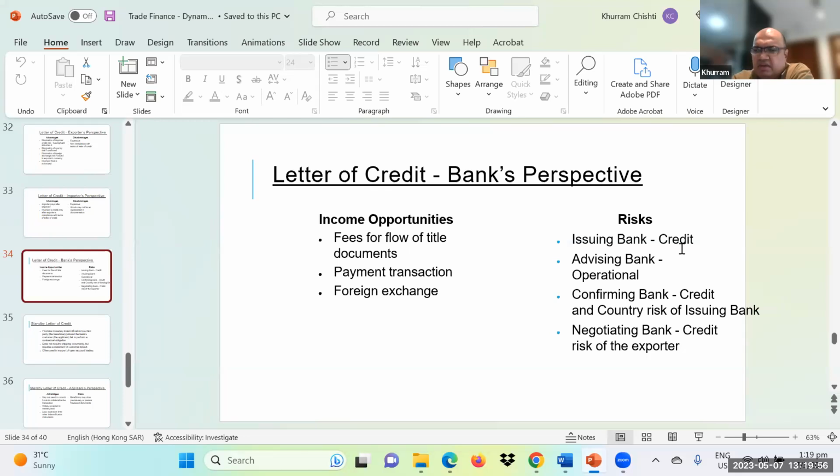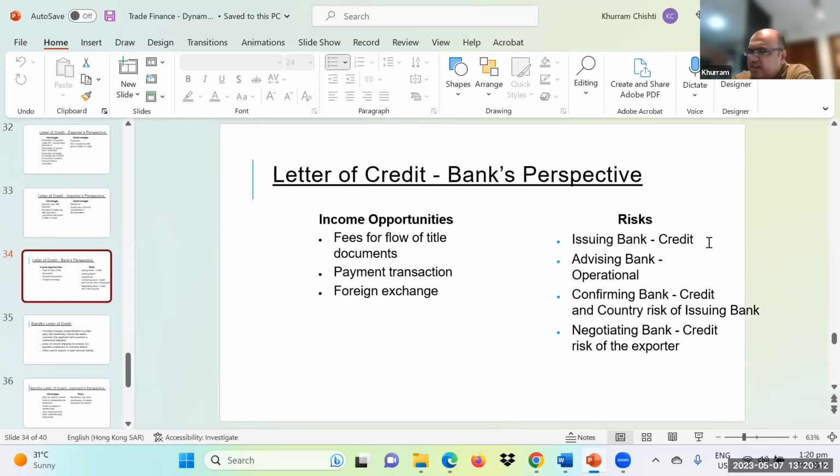What are the risks? The issuing bank is NBF. NBF has issued a letter of credit. Now, it could happen that Almaya defaults. Now, what can NBF do? NBF will have to pay. So the issuing bank will have a credit risk. But usually, as I said, these Almaya markets will have credit lines with the issuing bank.